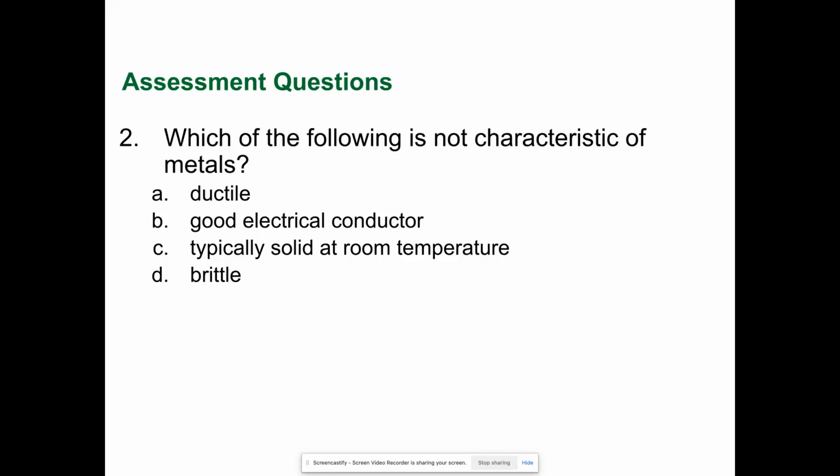Which of the following is not a characteristic of metals? D? Yep, D. They're not brittle. They're malleable. You can bend them and move them. Now, some of them are strong, like steel. But what happens if you heat up steel? You can bend it. What happens if you heat up, I gotta think of one. Well, ceramic is a compound. It's not brittle.